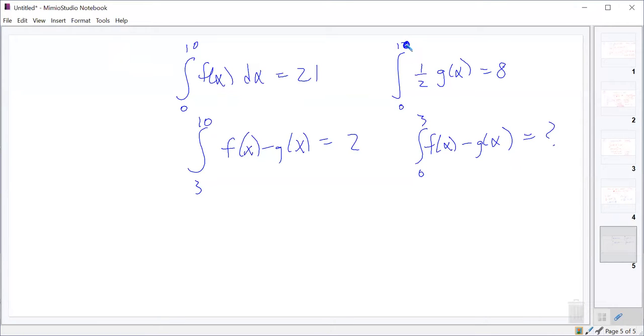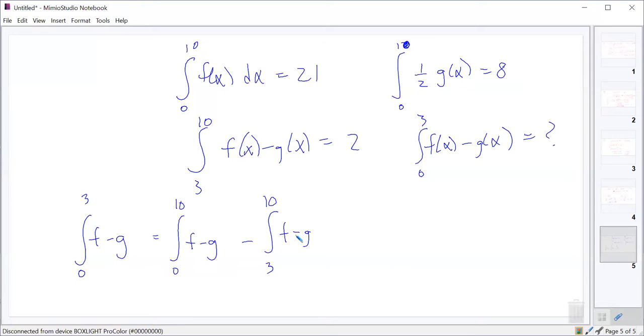All right. So they're giving us stuff from 0 to 10. They're giving us stuff from 3 to 10. They're asking about 0 to 3. So we should recognize that the integral from 0 to 3 of f minus g ought to equal the integral from 0 to 10 of f minus g minus the integral from 3 to 10 of f minus g, right? Does that make sense to everybody? Right, if I take the area underneath f minus g from 0 to 10 and then get rid of the part from 3 to 10, that should be just the part from 0 to 3.